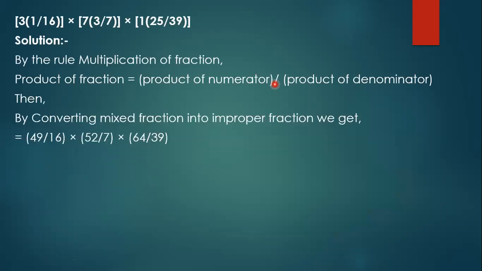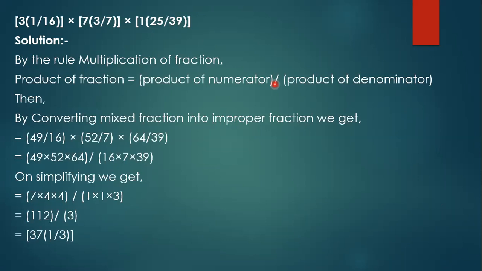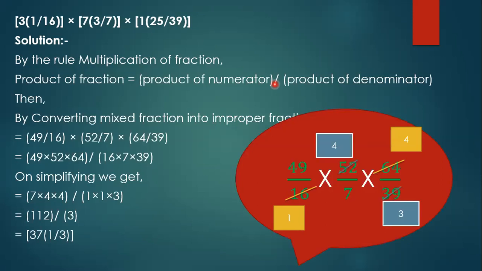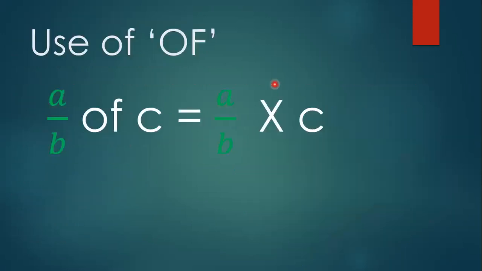Convert the mixed fractions into improper fractions. Write them this way. Try to cancel out children. 16 and 64, they go 1 and 4 times. 52 and 39 go in the table of 13. 7 and 14 go in the table of 7 and 49 and 7 go 1 time, 7 times. We are left with 16. 7 into 4 into 4 divided by 3, which is 112 by 3. Again children, as you see here, the numerator is greater than the denominator. You will have to convert them into mixed fractions.